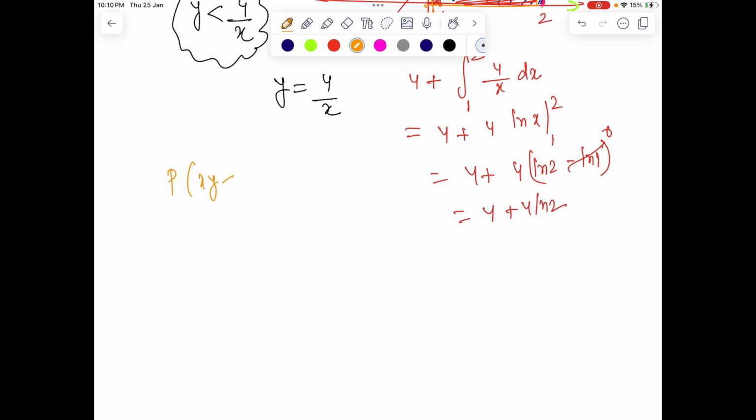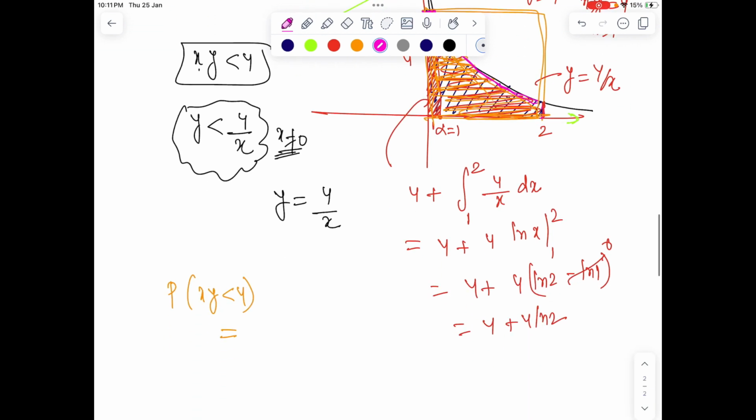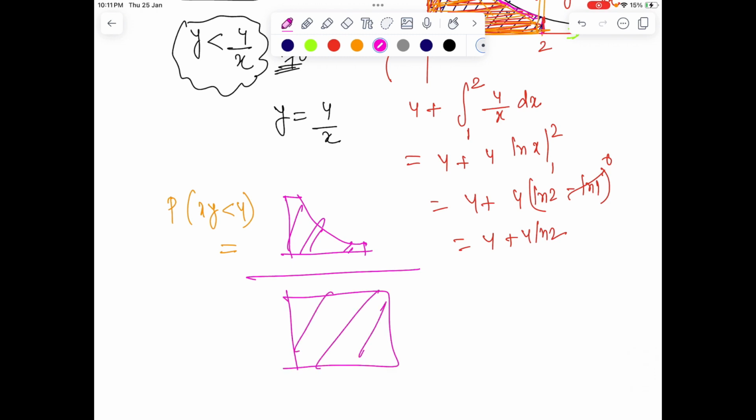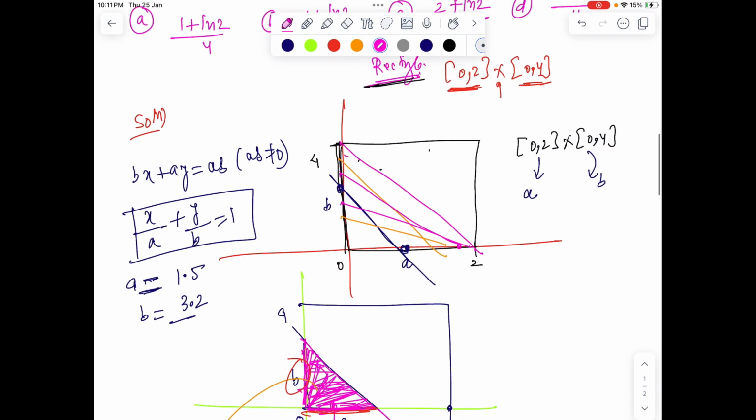So the probability of xy less than 4 amounts to all the points selected from this region, whose product of coordinates is less than 4. Of course, we are not allowed to put any point along this curve, but a single streak doesn't change the area, so that doesn't influence the answer. This is basically the area of this region divided by the total area of the rectangle. That gives 4 times (1 plus ln 2) over 4 into 2. So the answer comes to be (1 plus ln 2) over 2.